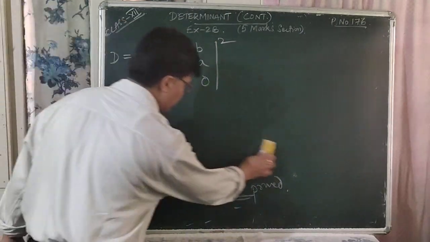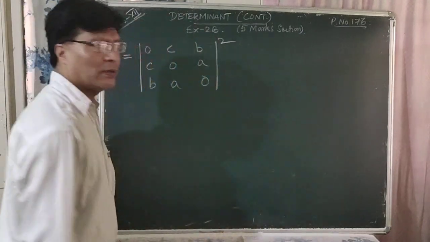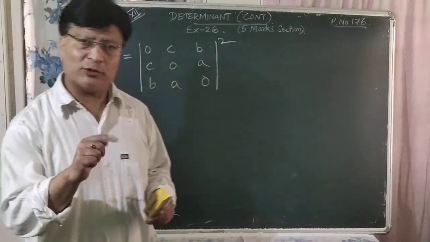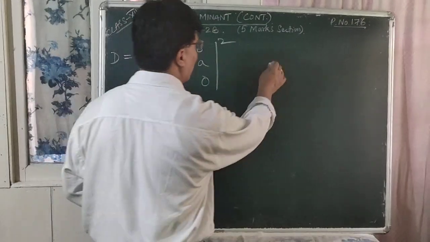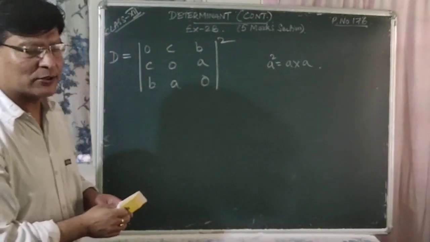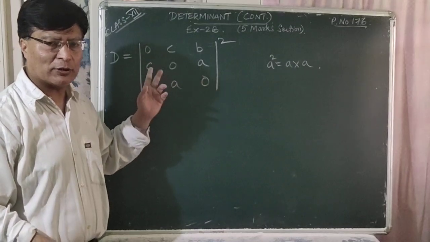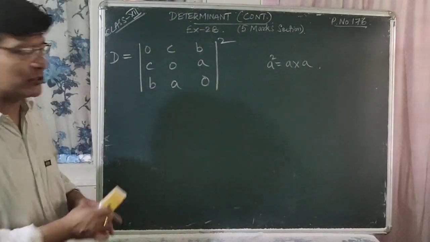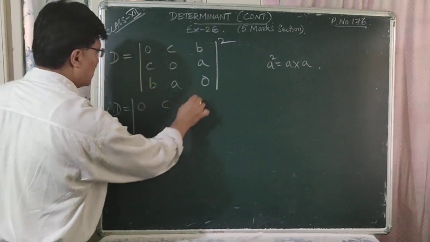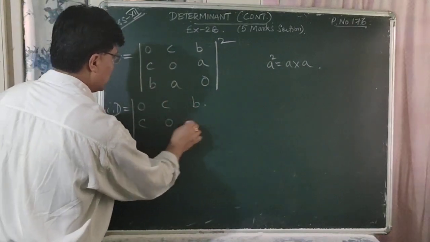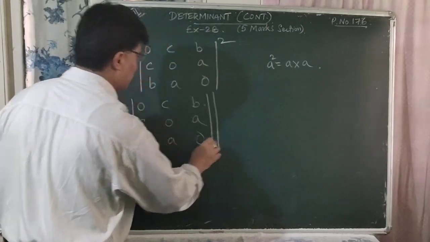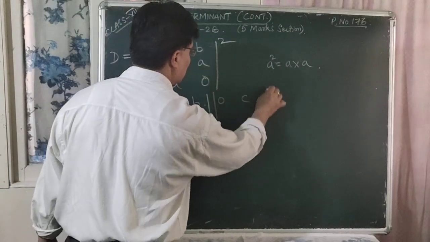Let us simplify it. So how can we simplify it? You know that whole square means it is multiplied twice. That is, if you have A square, then what can you write? A into A. So likewise, you can write down this determinant. You have to write down the product of the two same determinants, right? So therefore, D is equal to 0, c, b; c, 0, a; b, a, 0.